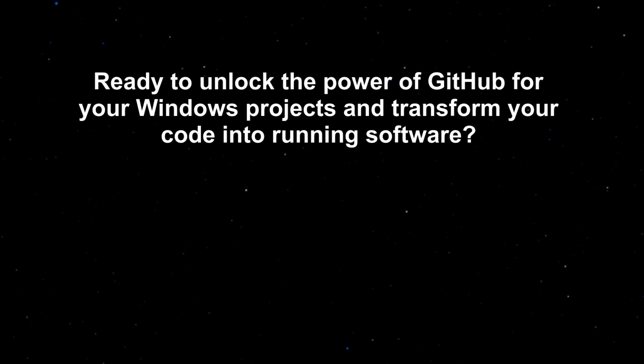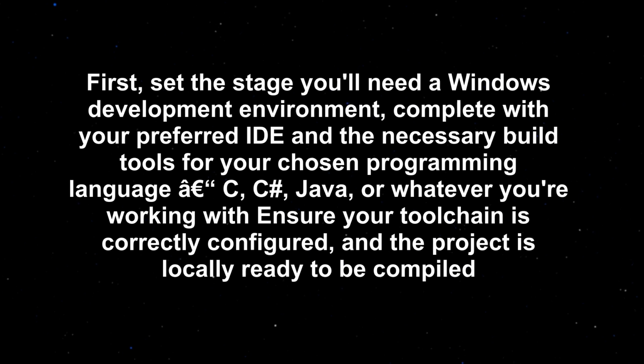Ready to unlock the power of GitHub for your Windows projects and transform your code into running software? First, set the stage. You'll need a Windows development environment, complete with your preferred IDE and the necessary build tools for your chosen programming language, whether you're using C, C#, Java, or whatever you're working with. Ensure your toolchain is correctly configured and the project is locally ready to be compiled.